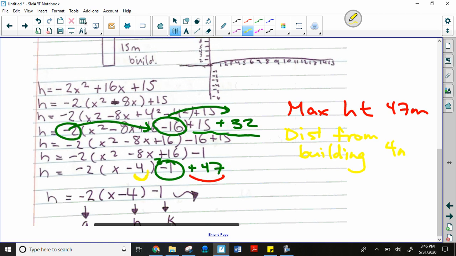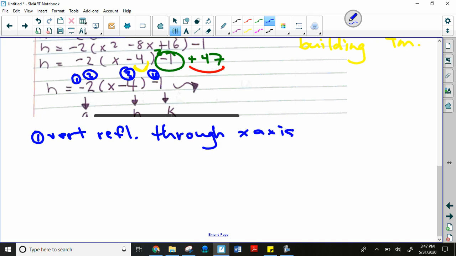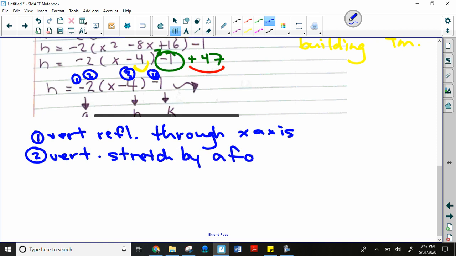Okay, transformations of this one. 1, 2, 3, 4 things that you should state transformations for. So the 1 is a vertical reflection through the x-axis. 2 is a vertical stretch, because it's a whole number, by a factor of 2.